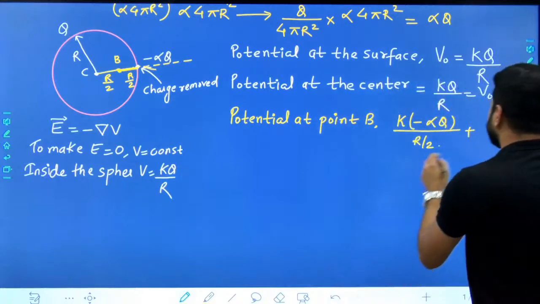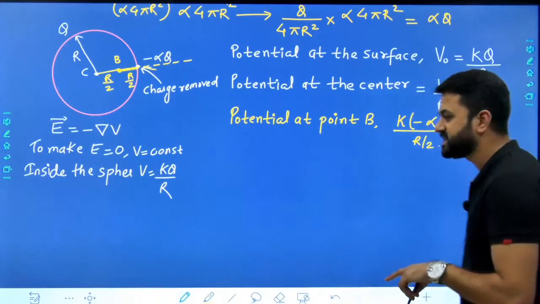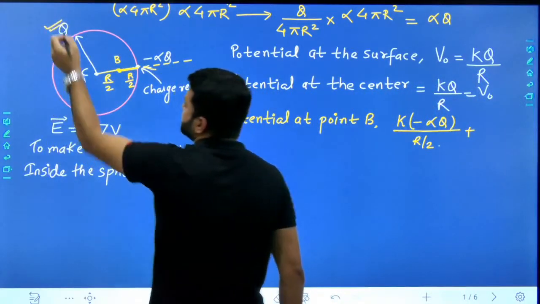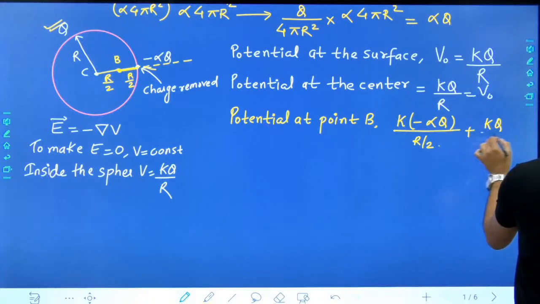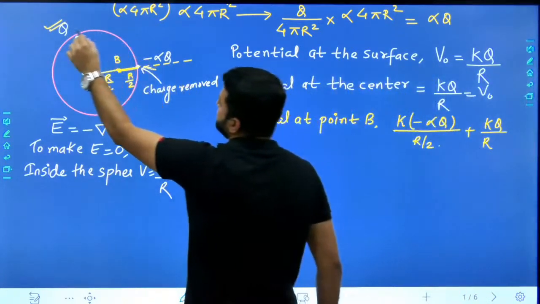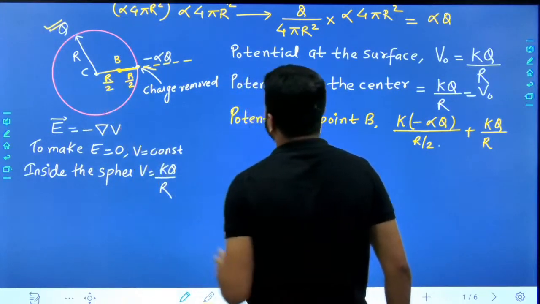And the potential because of the charge distributed on the surface. So how many charges are distributed on the surface? The charge is Q. So that is K q divided by r, because of this surface, the charge potential at the center will be this.